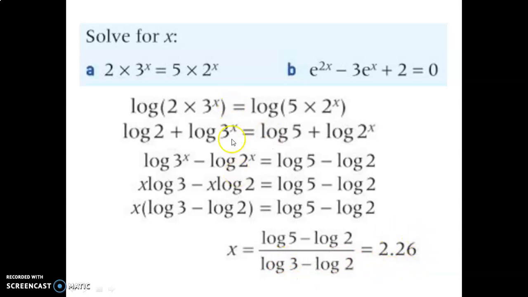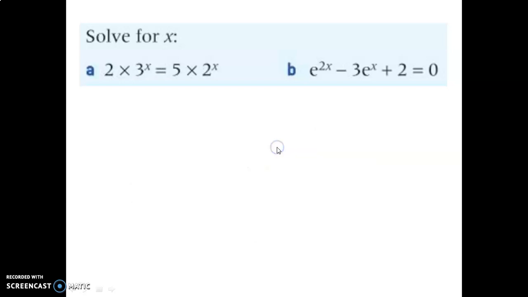So I hope that went okay, or at least when you tried, you were able to make some progress, but now you see how to deal with that when you have the multiple exponents. Let's look at B now.